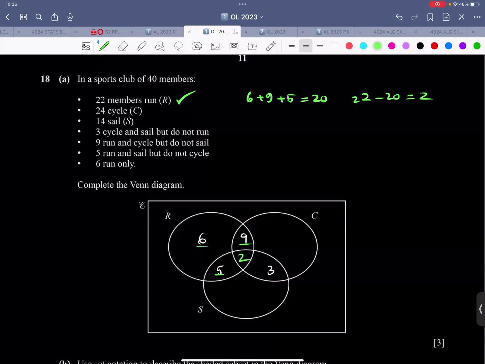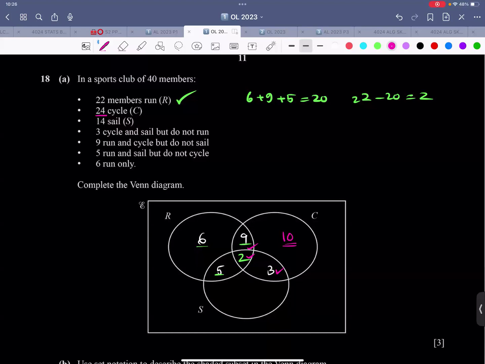Now, how many of them are in cycling? In cycling, there is 24. So therefore, 9 plus 2 is 11. 11 plus 3 is 14. 24 minus 14, this is 10. That is in cycling only.